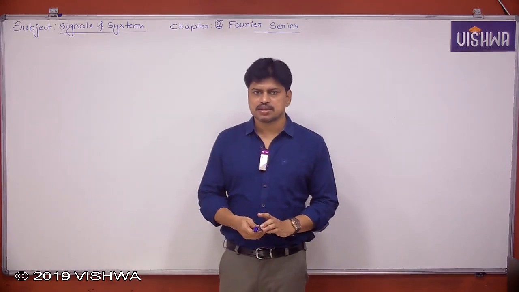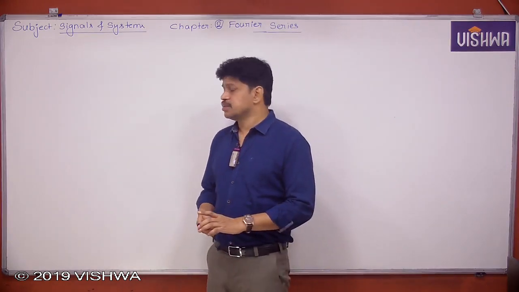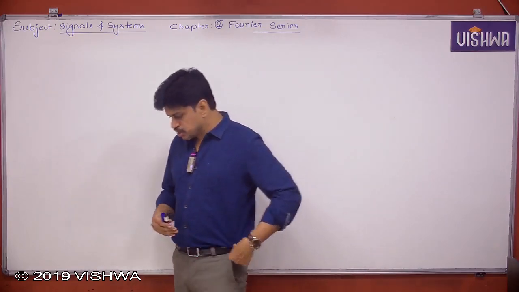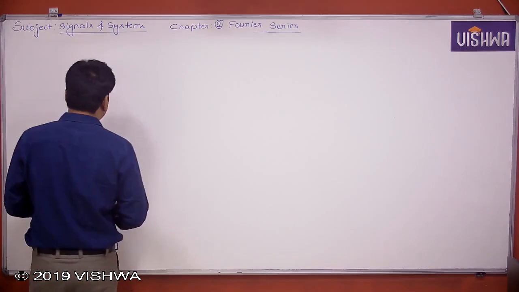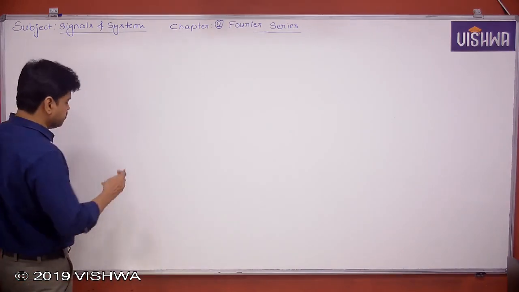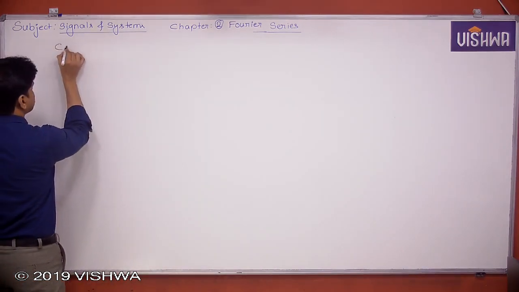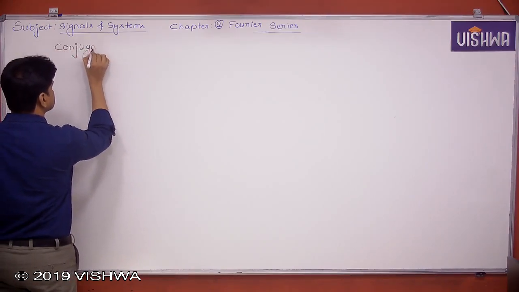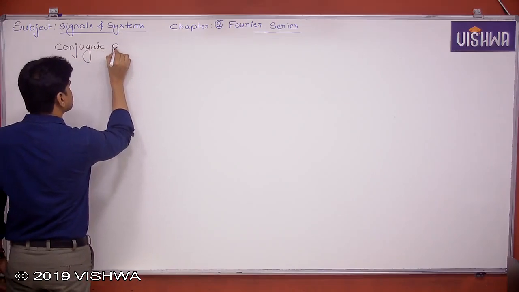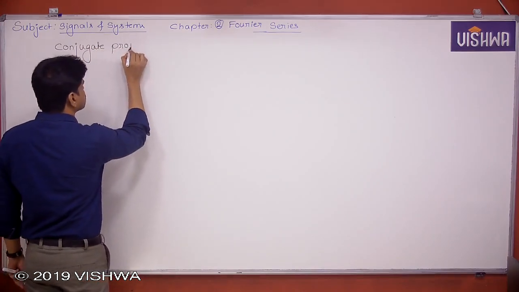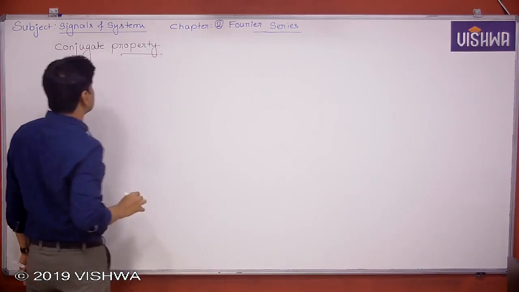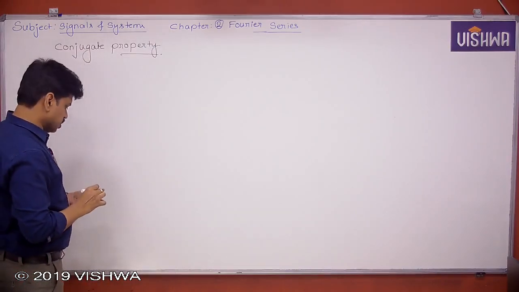Welcome back, friends. So we are seeing the properties of Fourier series coefficients, that is Cn. In that, the next property we have to see is the conjugate property. What is the conjugate property? Okay, listen here.